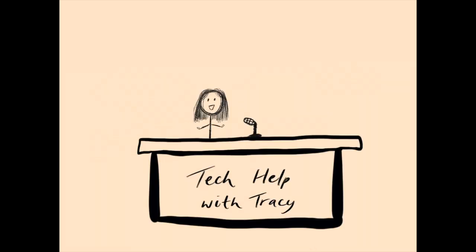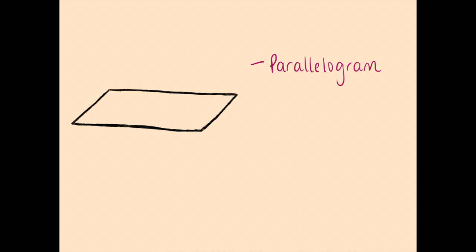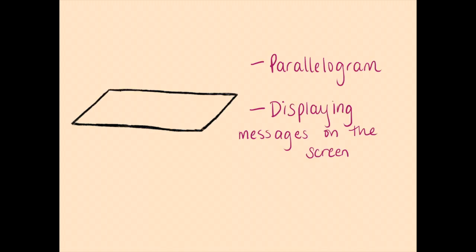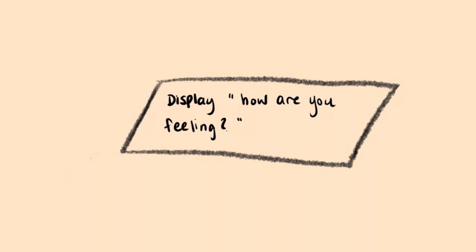Let's say we need to ask our user a question. Use this parallelogram to denote when we're going to display something on the screen. So given the whole coronavirus situation, I might want to ask how the user's doing. Boom. That's how we do it.